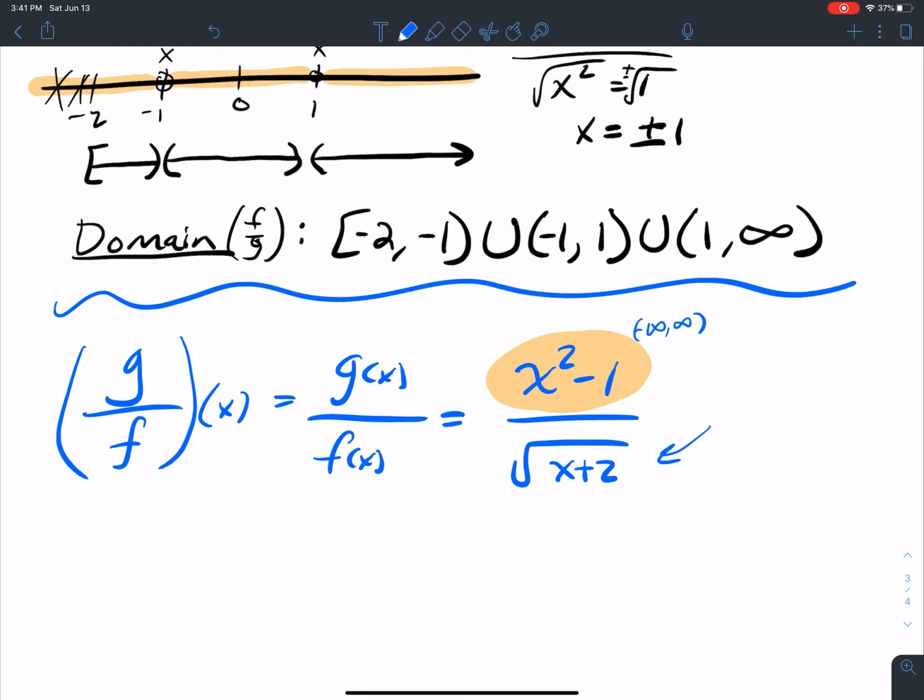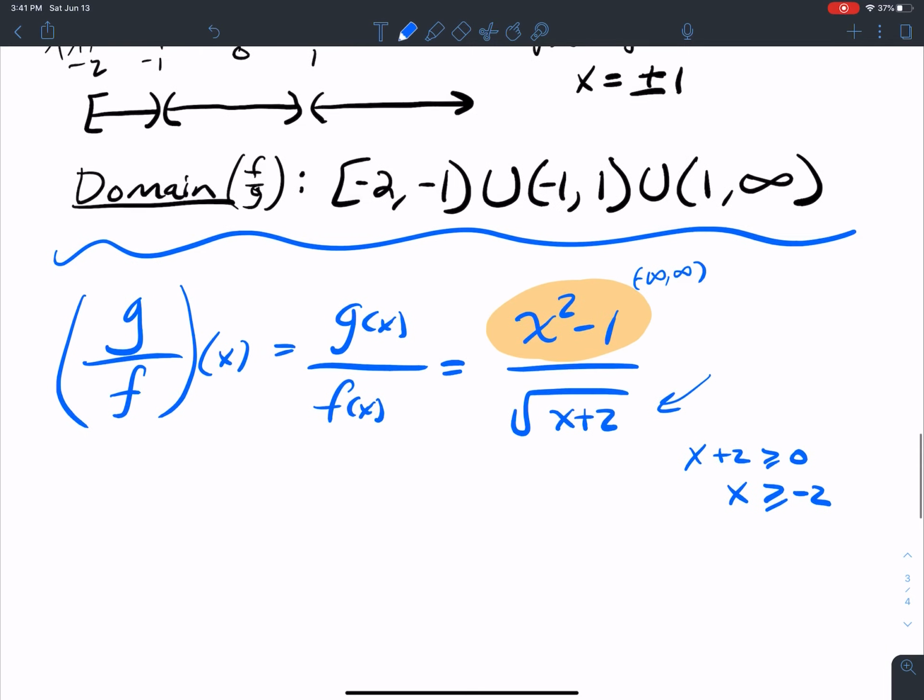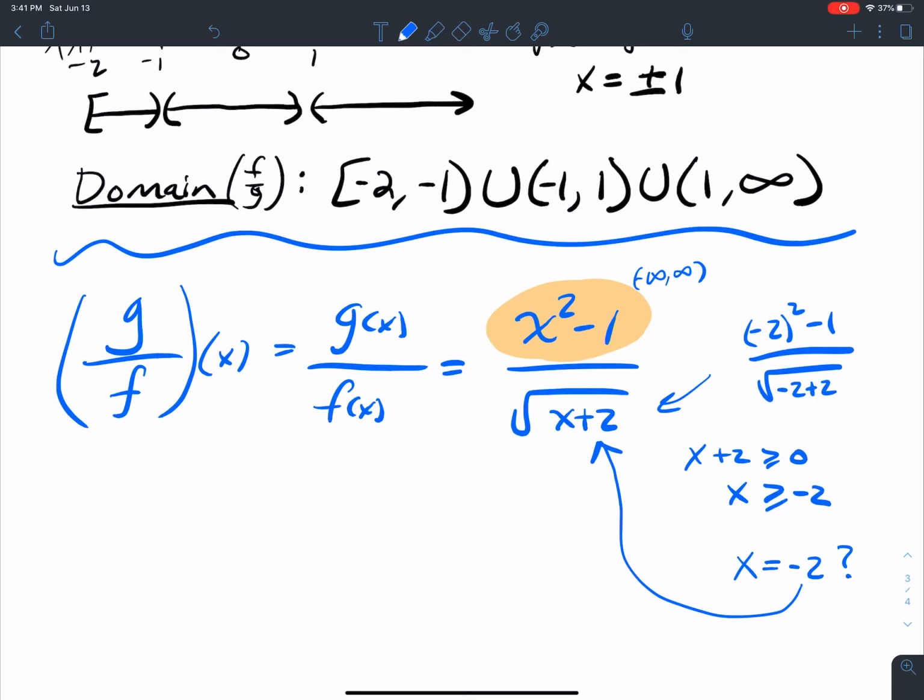Okay? So the denominator, we can't have negatives in the square root, so x plus 2 greater than or equal to 0. So that gets me x greater than or equal to negative 2. No biggie. But what happens about x equal to negative 2? What happens if I plug a negative 2 in here? Well, what does that do? That gets me negative 2 squared on top minus 1, which is okay. But then it's divided by negative 2 plus 2. Well, negative 2 plus 2 is 0. Square root of 0 is 0. So I'm dividing now by 0.